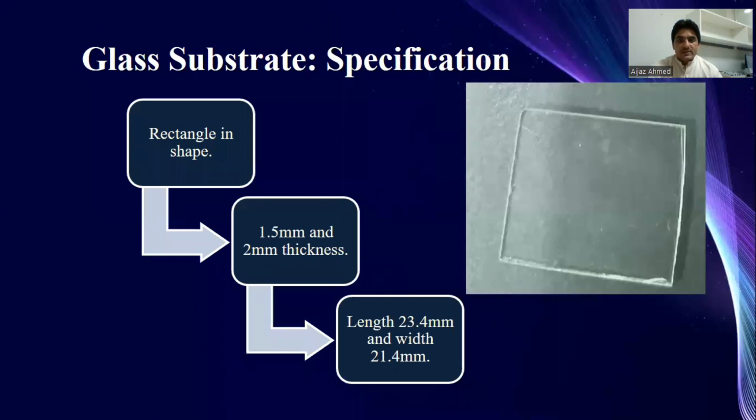The glass substrate specifications: rectangle in shape, with 1.5 mm and 2 mm thickness glass used. The length of the glass substrate was 23.4 mm and the width of the glass was 21.4 mm.